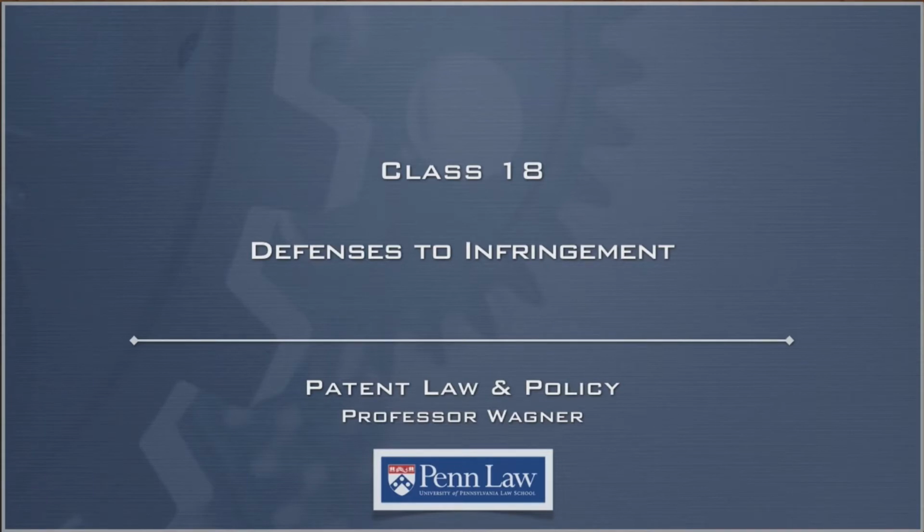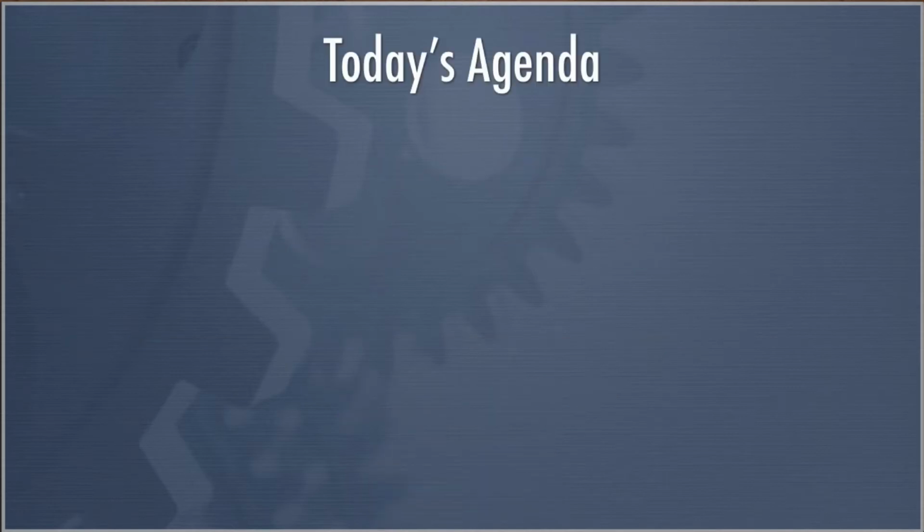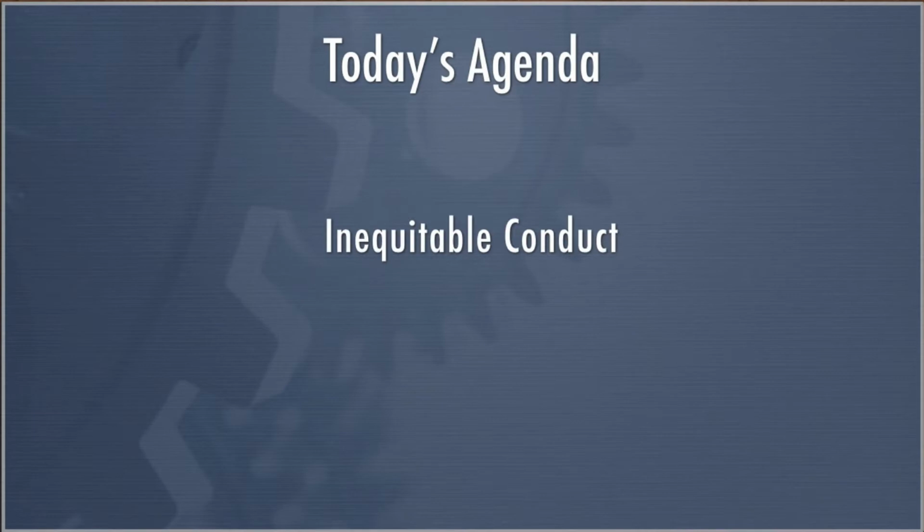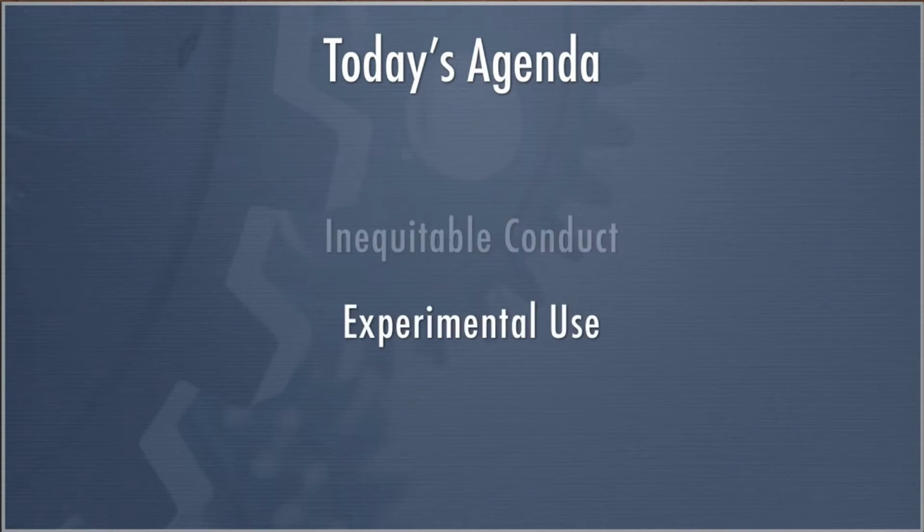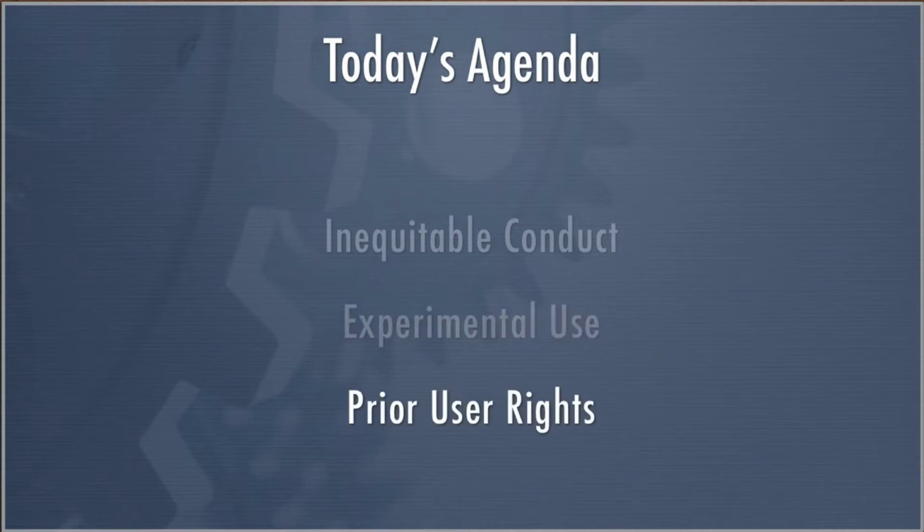This is Class 18, Defenses to Infringement. The agenda for today has 3 items. First, we're going to talk about inequitable conduct, one of the more important defenses to infringement that's available. Then we're going to talk about the defense of experimental use and what the scope of that is. And then finally, a new version of defense that's been enhanced in the recent American Invents Act, which is prior user rights.